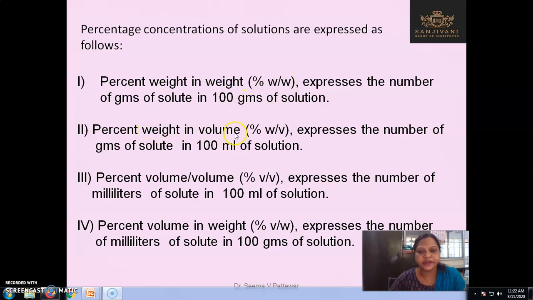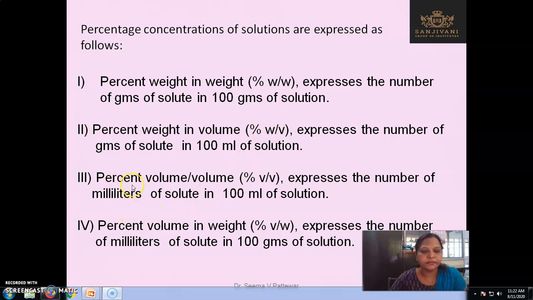So here the total 100 grams is there. The percentage weight in volume expresses the number of grams of solute. This is also in the solid form. Therefore, they have used the word solute in 100 ml of solution. So see this, this is in gram, therefore the word weight, the W symbol is there. And here in 100 ml solution, therefore that is in volume. So this is for the product and this is for the raw material.